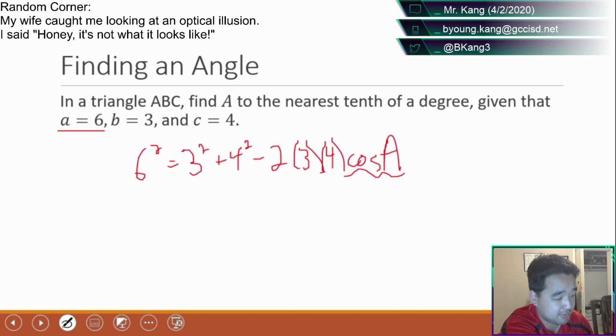A really common mistake I see students make is they'll do the 3 squared, they'll do the 4 squared, which is pretty obvious, but then they'll try to add those together. So here it happens to be 9 plus 16, 25. And then you have 2 times 3 times 4, which is 24. So it's, let me actually write it out.